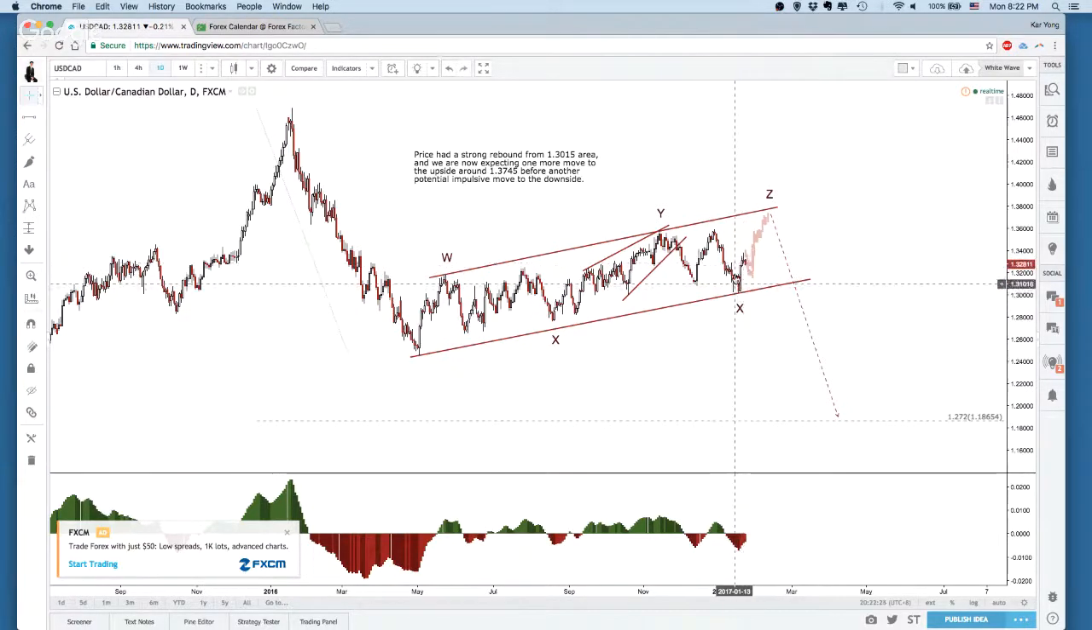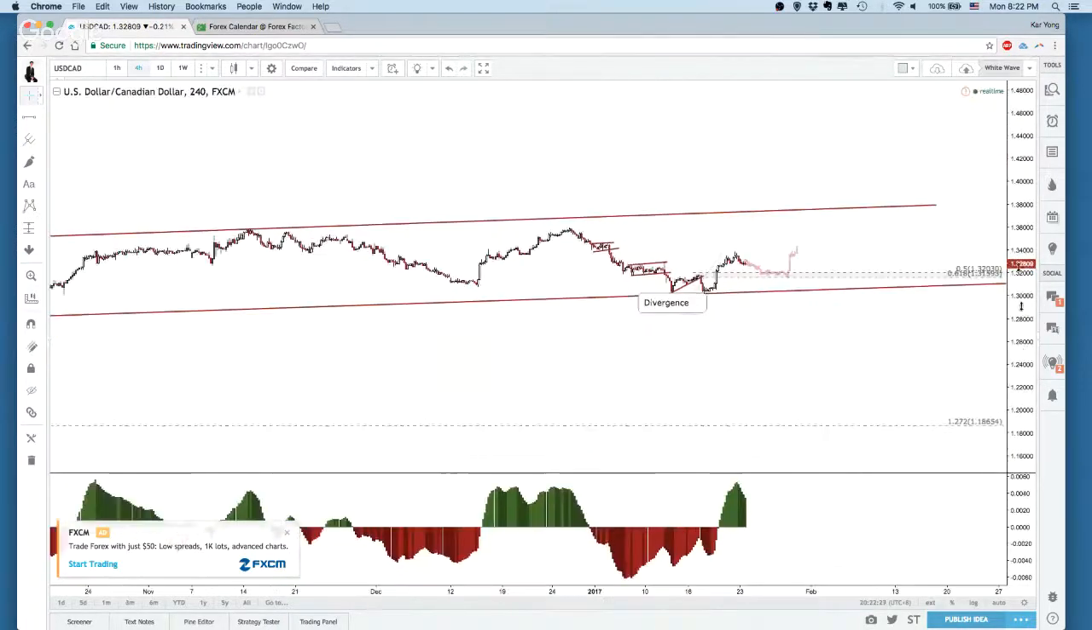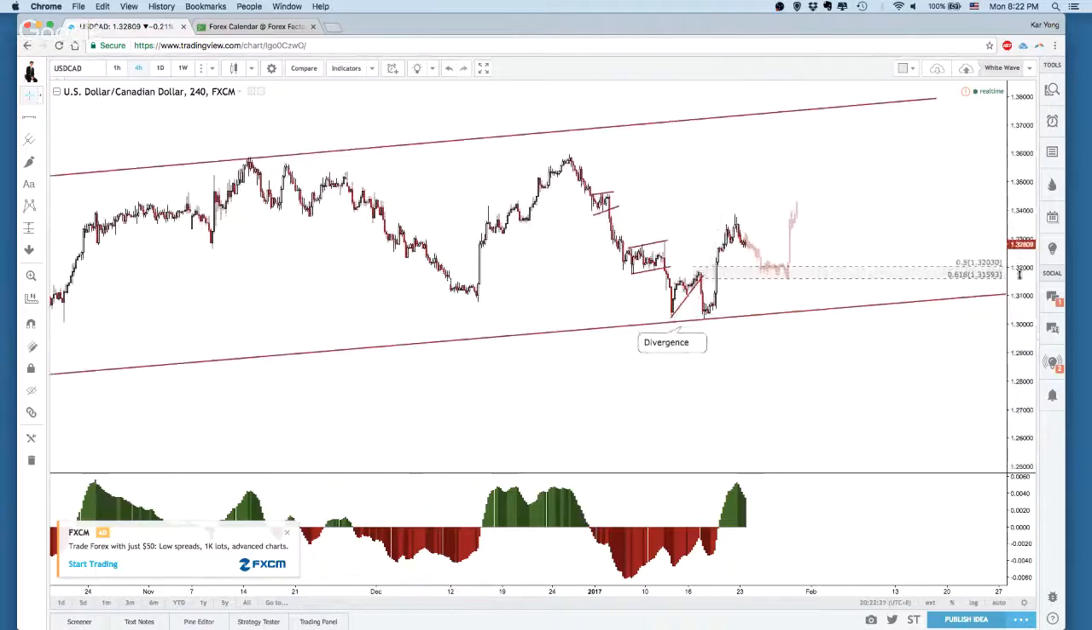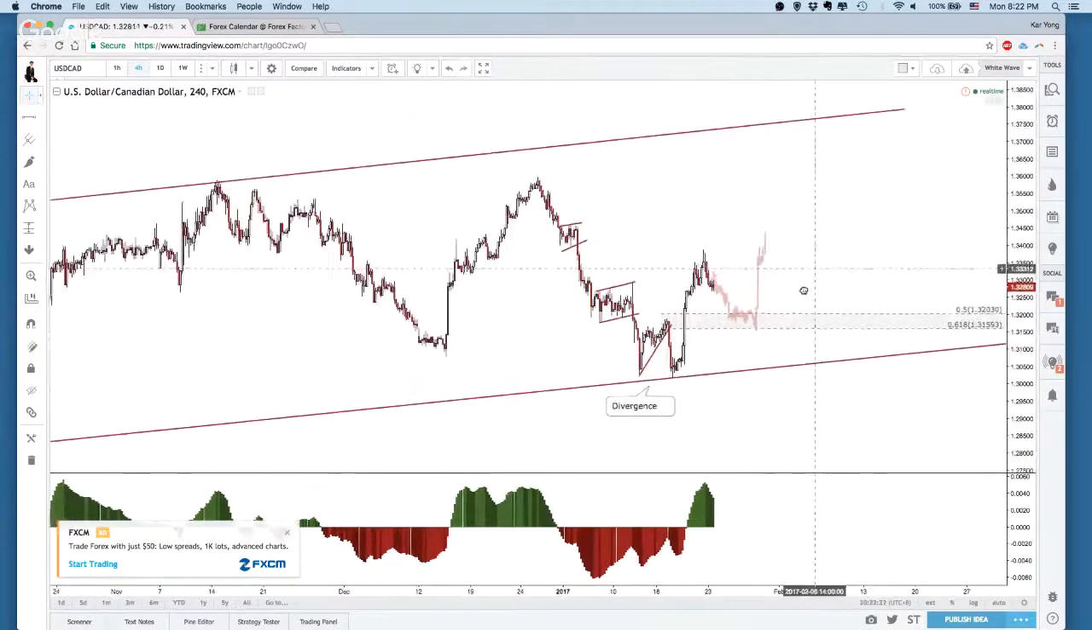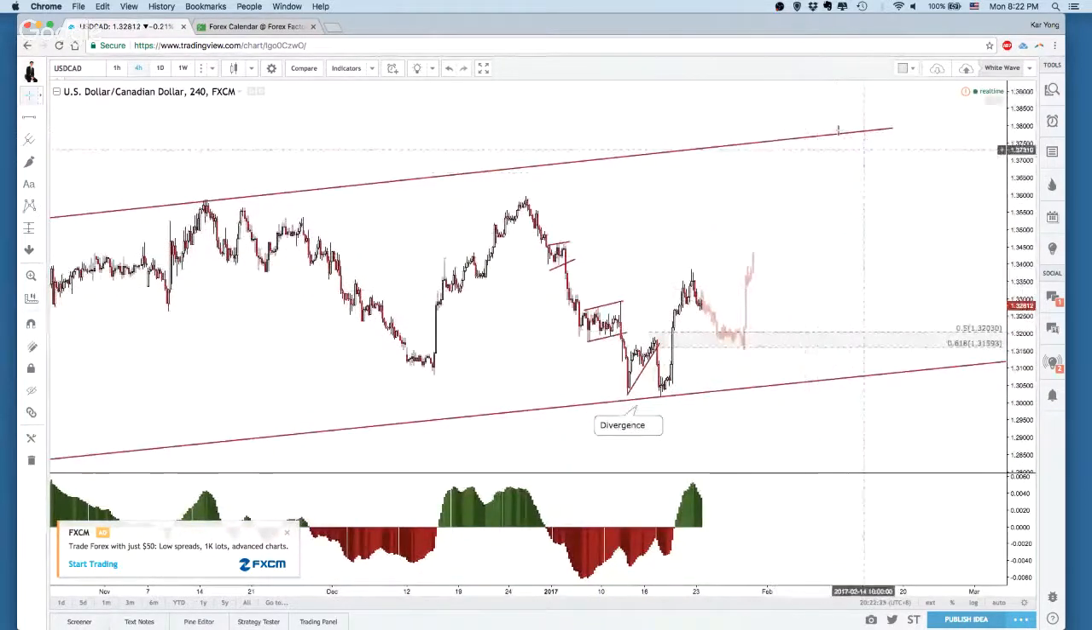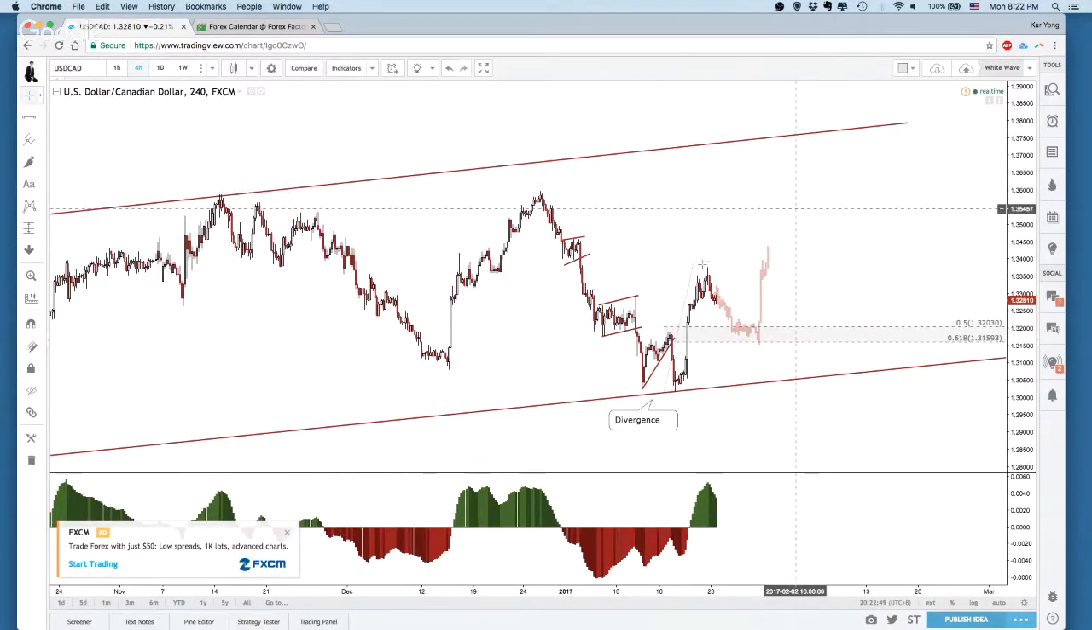Because of this strong rally on a lower time frame, instead of a correction, we are now expecting another move towards the upside first, up towards this channel structure here around 1.35 to 1.38. Over there, we'll be looking for a very good opportunity to take a short trade. But before it goes there, we can still take a short-term long opportunity.